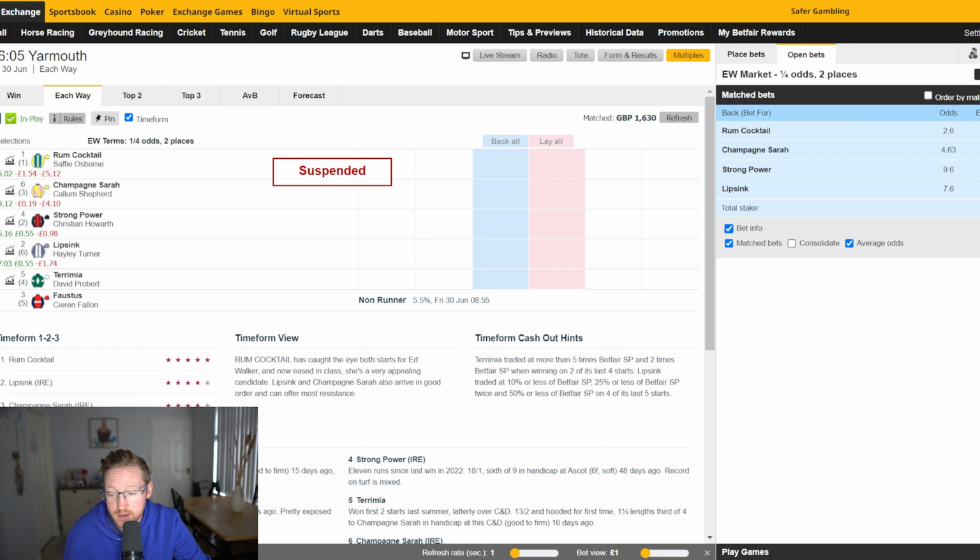And let me just get this up. So Rum Cocktail won £5. And then to say Champagne Sarah second, if it did come second, you see where it says 19p, the middle one, that's what I'll lose. 19p, and the rest is what I've just lost completely, because there's only two places in this one. So I've lost the pound on Strong Power and £1.74 on that one.